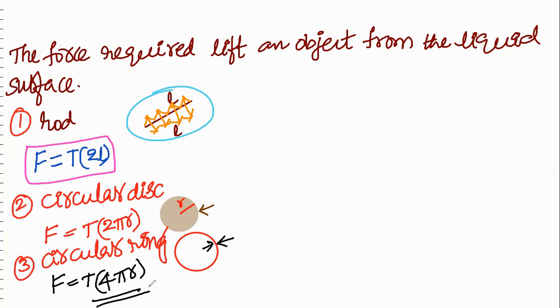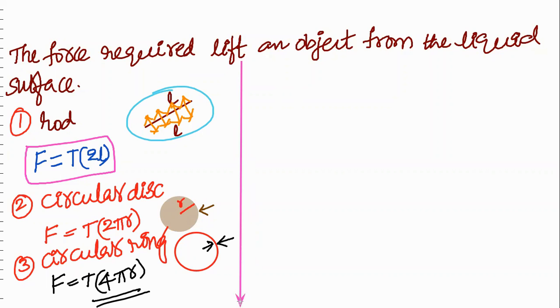So the force required to lift a circular ring from the liquid surface, whose surface tension is taken as T: if you want to lift that circular ring from the surface of the liquid, force F is equal to T into 4 pi r.